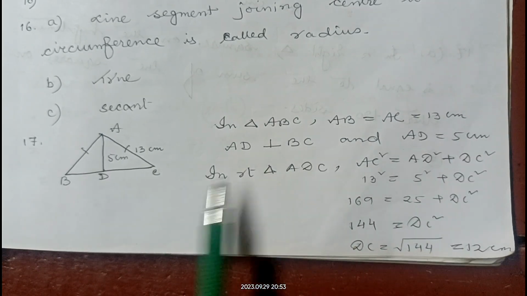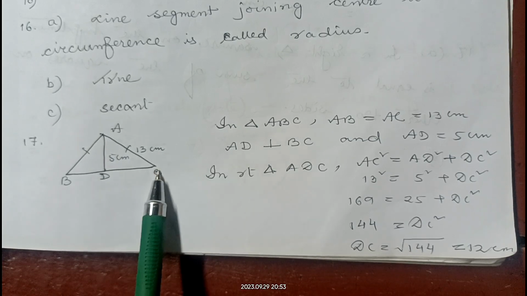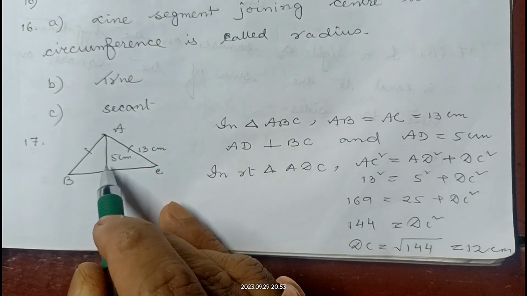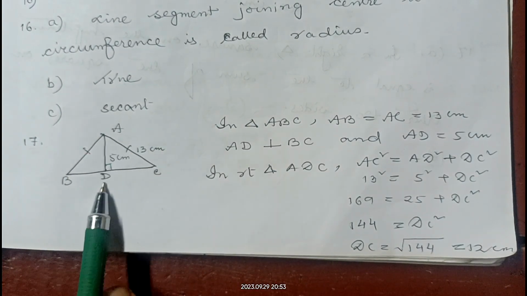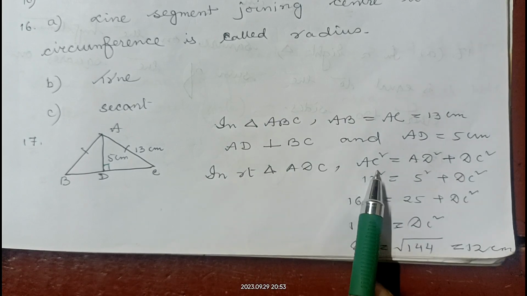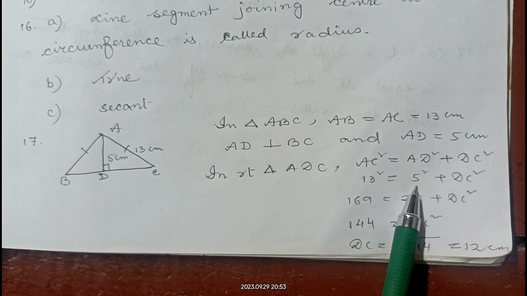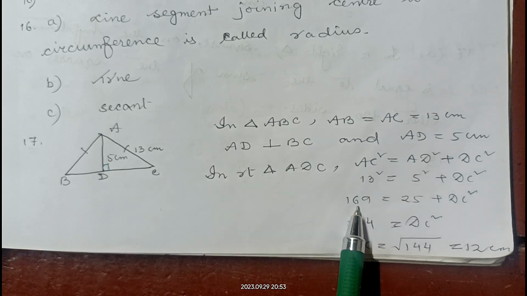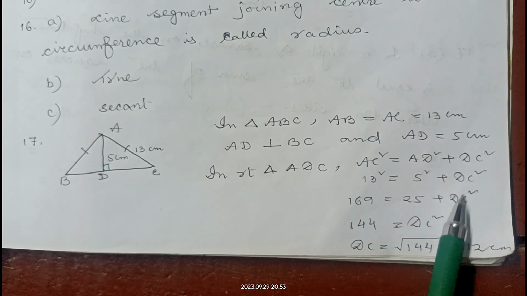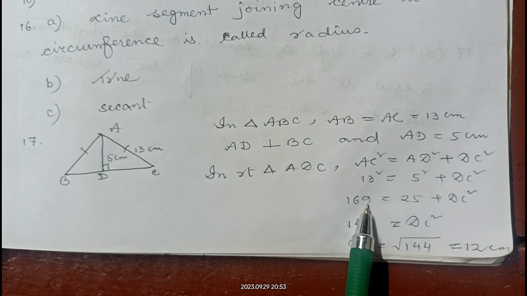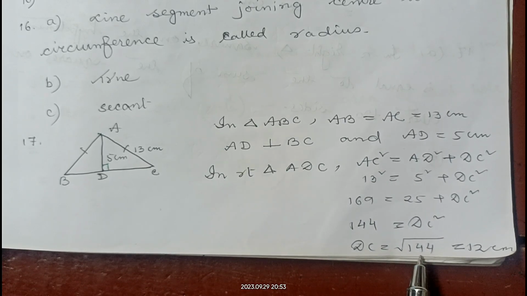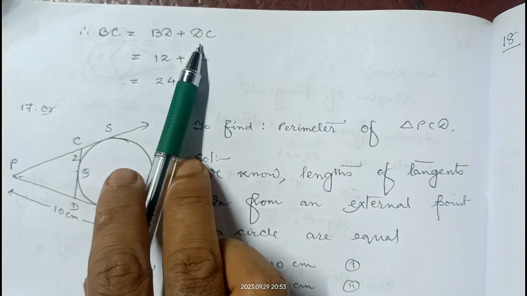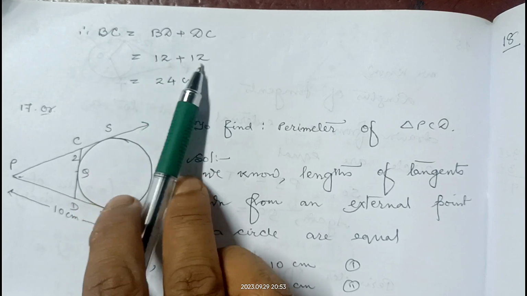is given 5 centimeter. In right angle triangle ADC, since this angle is 90 degree, we can use Pythagoras theorem. So it will be AC square is AD square plus CD square. So AC is given 13, AD is 5, DC we have to calculate. 13 square 169, 5 square 25, DC square. 169 minus 25 will give 144 is DC square. So DC equal to root over 144, which will give 12 centimeter. Therefore BC equals to BD plus DC, because both are equal, so it will be 12 plus 12, which will give 24 centimeter.